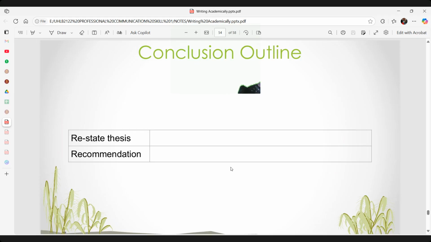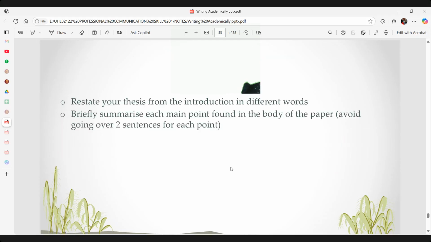Recommendation is more like suggestions, more like advice that you could give to the readers of your writing. What do they need to do next? Now restate your thesis from the introduction in different words. Now in my class, you do not necessarily have to paraphrase your thesis statement. You can just copy word for word from the thesis statement that you wrote in your first paragraph to the early part of the conclusion. I don't have any problem with that.